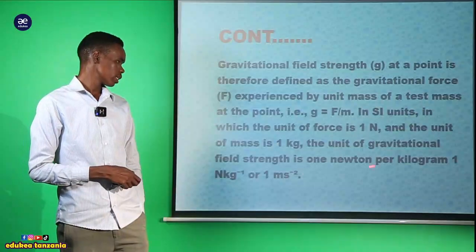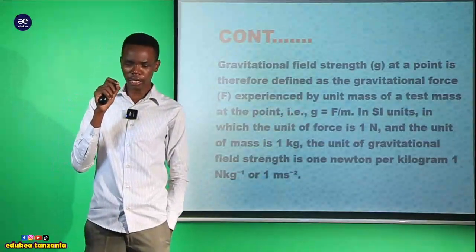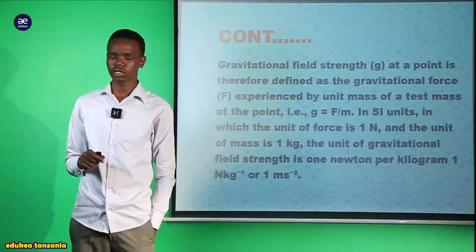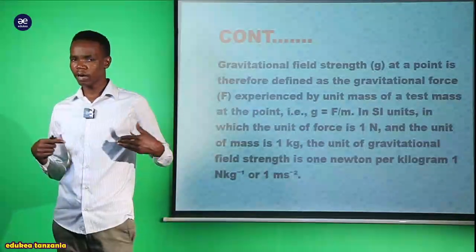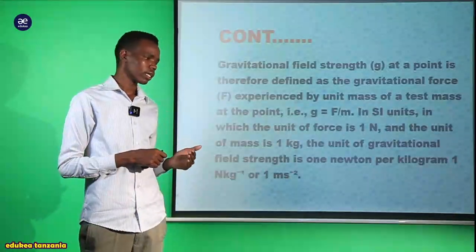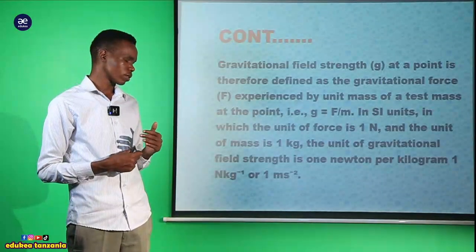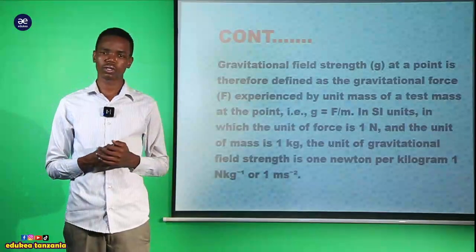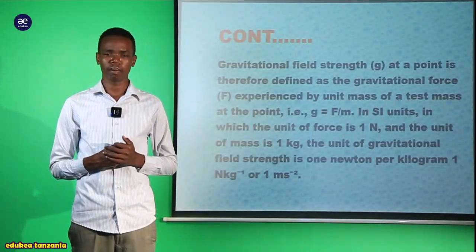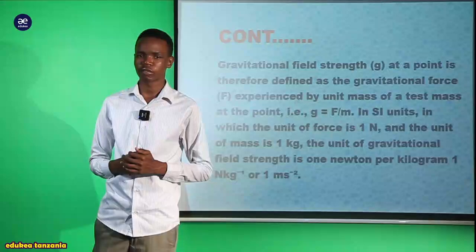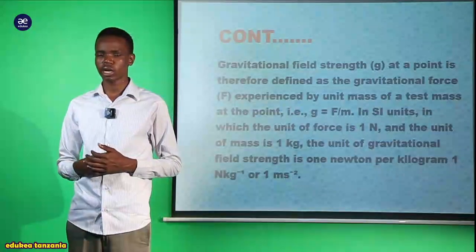So, my dear student, if we simplify, because inside the Newton we have a kilogram and a meter per second square, we obtain that the gravitational field strength must be equal to 1 meter per second square. This will be the unit of the gravitational field strength. That is how we can explain it.